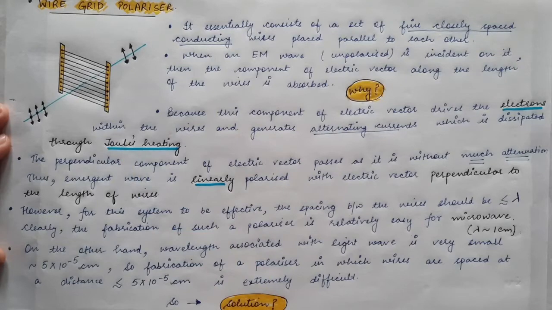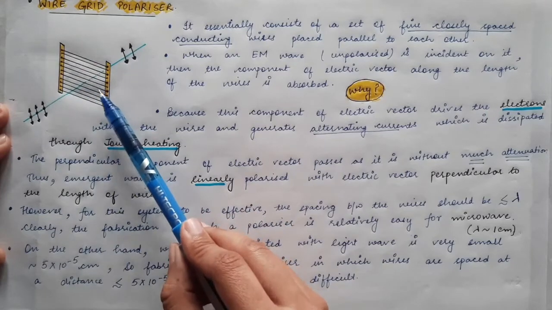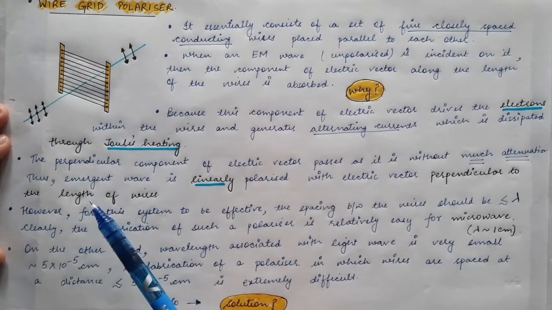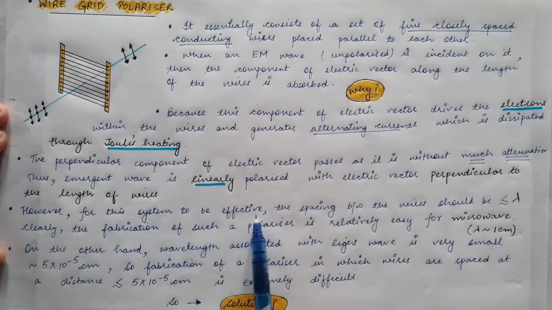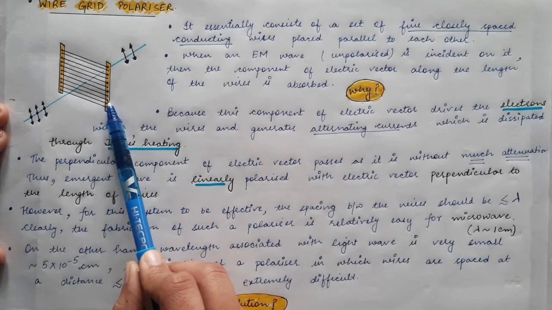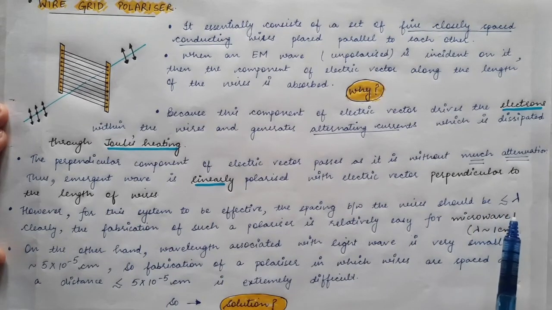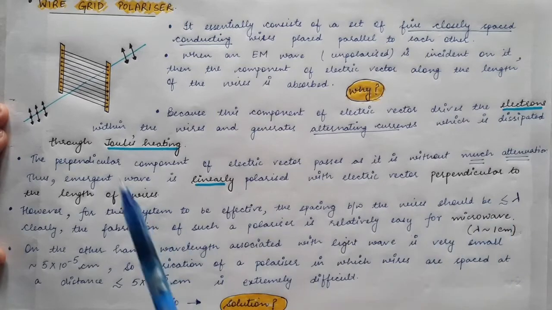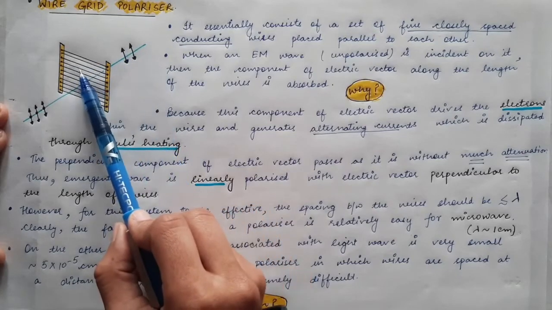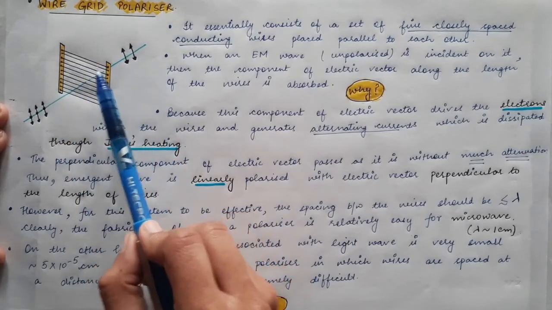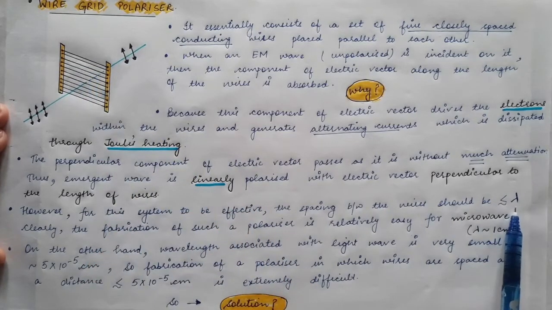Now what is the disadvantage of this wire grid polarizer? This device polarizes the unpolarized light, and so it is called a wire grid polarizer. For it to be effective, the spacing between the wires should be less than or of the order of the wavelength of the light which we are using. It will polarize the light only when the spacing between the wires is less than or of the order of the wavelength of the incident light.